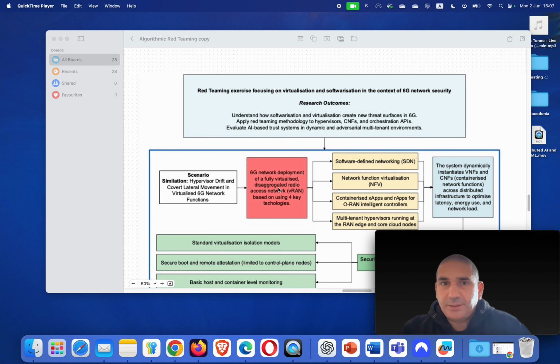This is the third red teaming exercise, and in this exercise we're going to be focusing on virtualization and softwarization in the context of 6G network security. So again, this is a red teaming scenario exercise. It's the third one. Let's look at the first two in case.